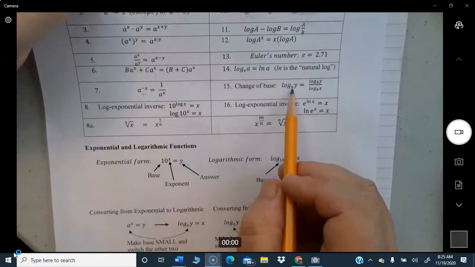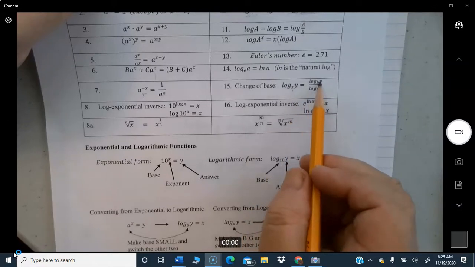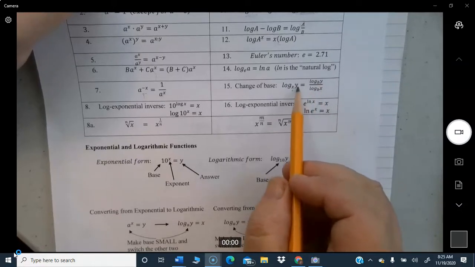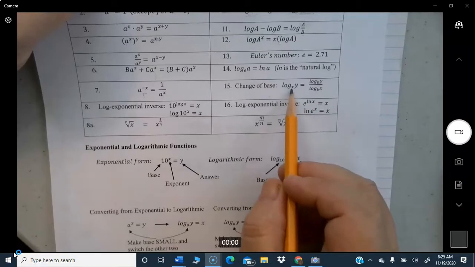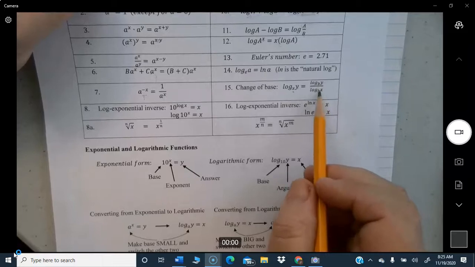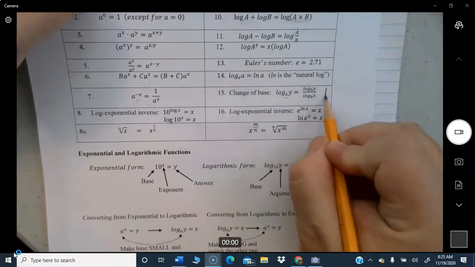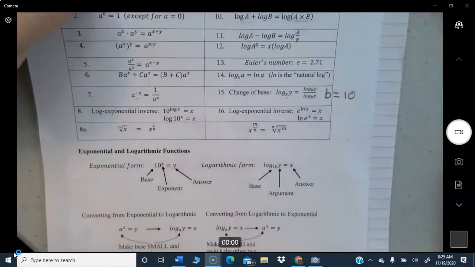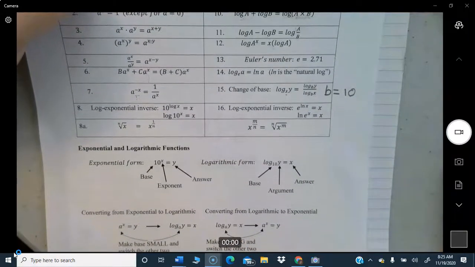So log base 4 of 64, you put the log of 64 on the top and the log of 4 on the bottom. This y is the 64 in this problem and the x is the 4. So log of 64 on the top, log of 4. Now what's the b? The b is anything you want it to be, and we always want it to be 10, because that's what our calculator does. It does base 10 logs. So b is always 10.